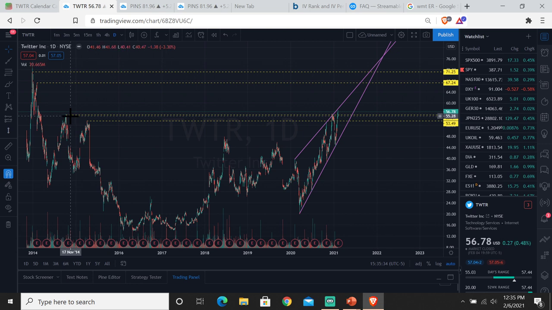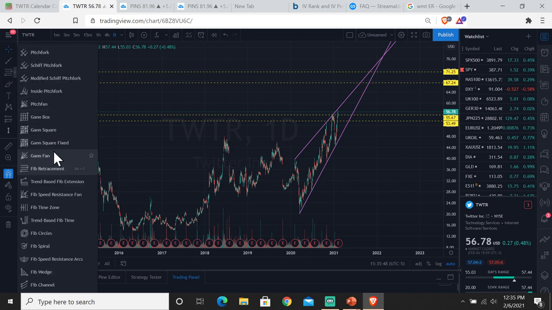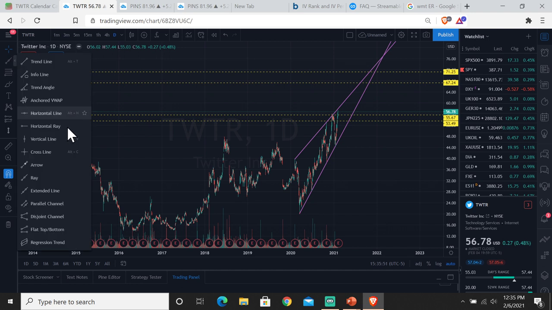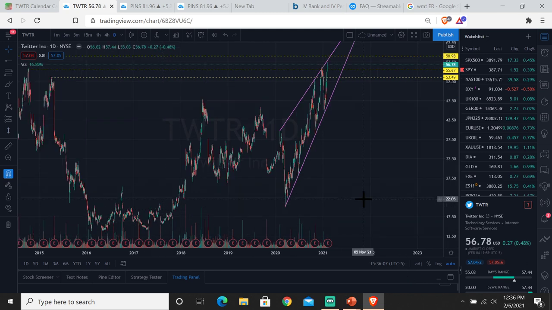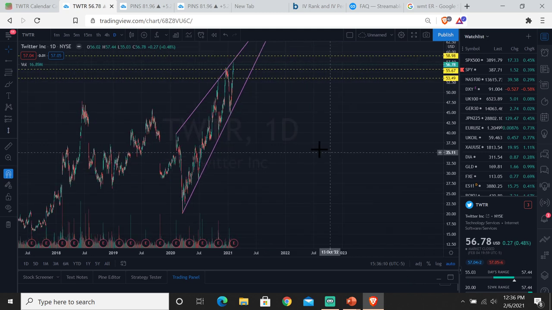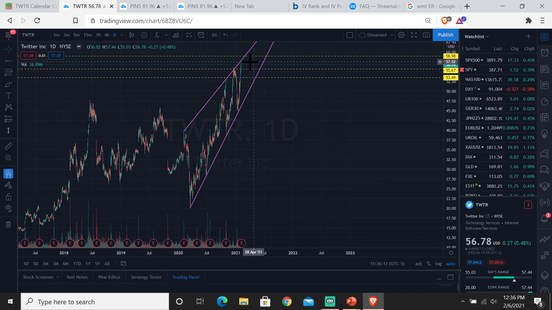So we see here that we passed over 55. My next price target area would probably be around here, 59 or something. Horizontal ray. That's not the top. Okay, I think that's pretty close, about 59. So that's the level I'd be looking at if we break out past this trend line.